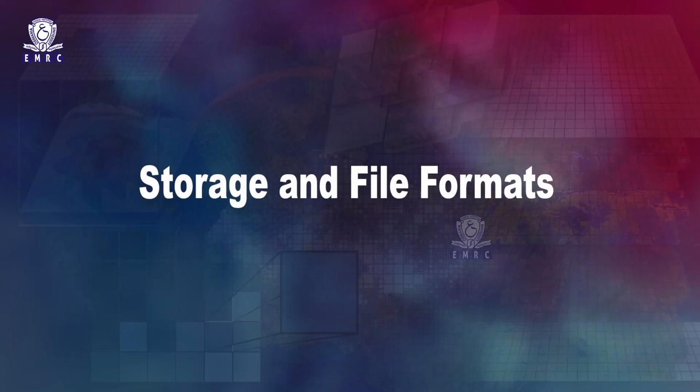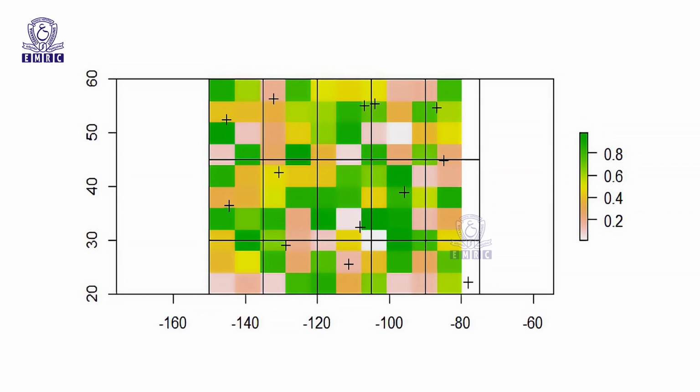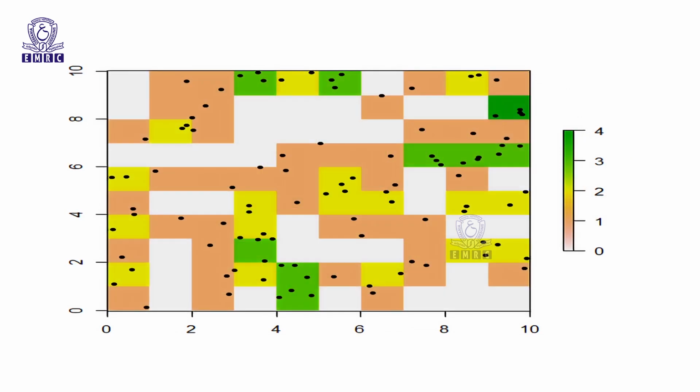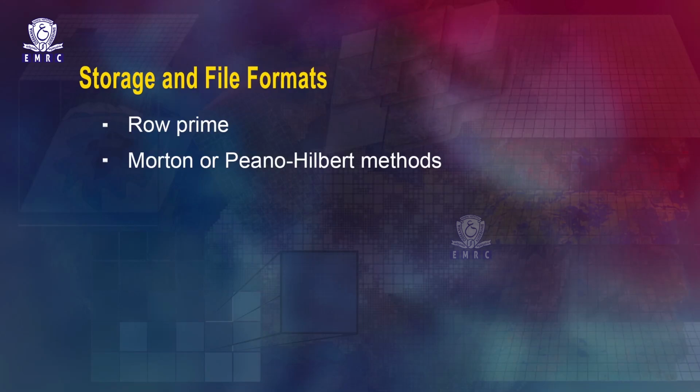Storage and file formats. Raster records one or more values at each grid point. Grid values may be simply recorded row by row, starting at the upper left corner, in the same manner that text is written in English. Alternative ordering systems may be used to improve efficiency, including row prime, Morton or Peano-Hilbert methods.